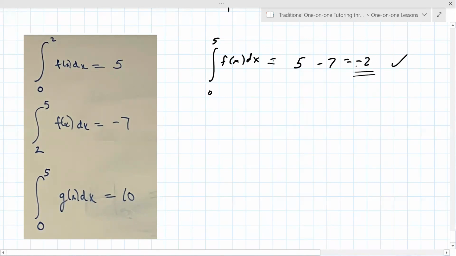Wait, isn't it 5? Oh, it's 5 plus negative 7. I see. Yeah. Okay.